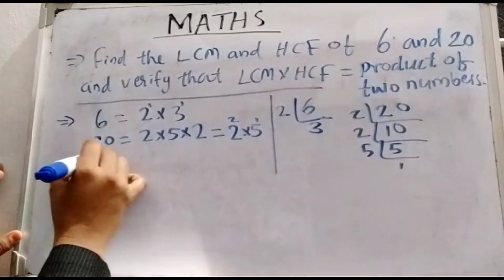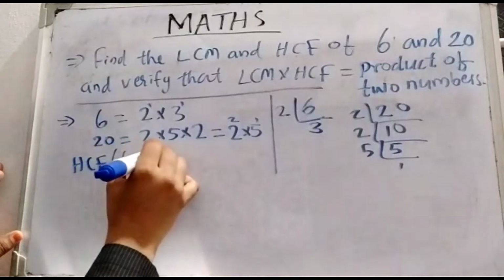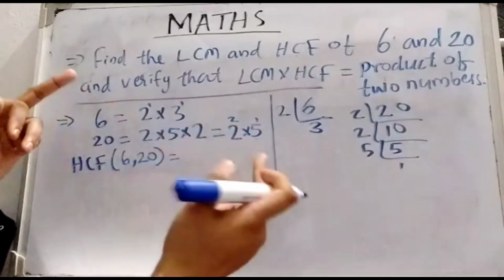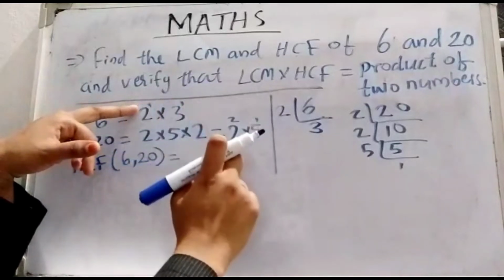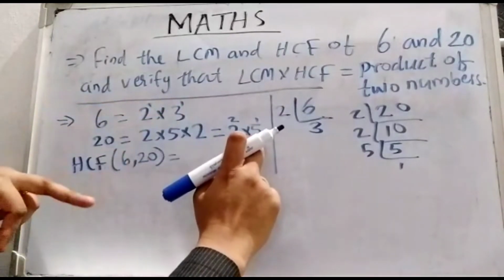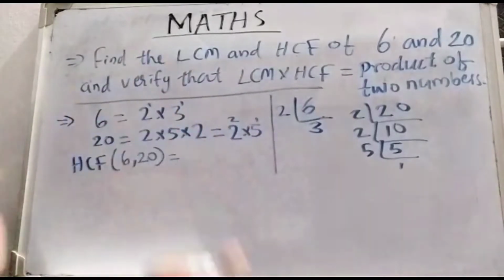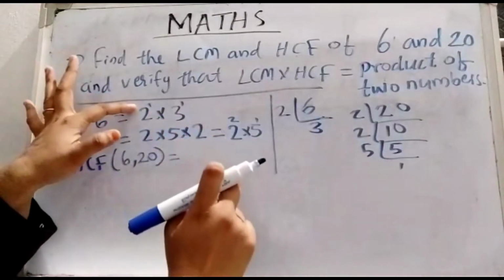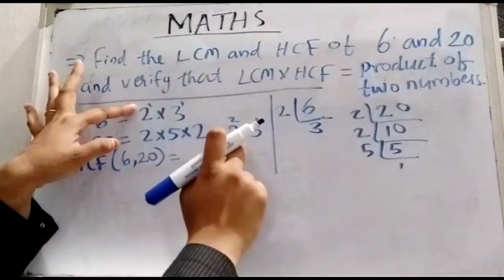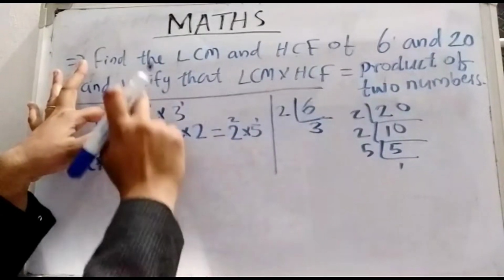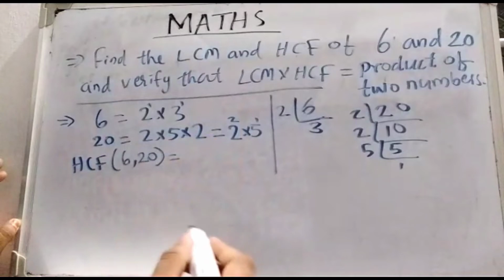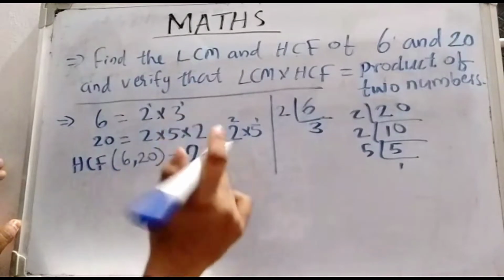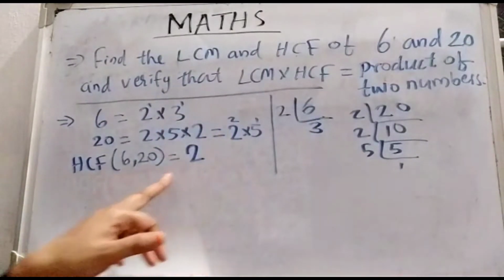Then the HCF of 6 and 20. To find the HCF, select only the common prime factors. Here 2, 3, and here 2, 5. There is no common 3 and no common 5, so the only common prime factor is 2. Here we have 2 raised to 1 and 2 squared. Which one has the smallest power? 2 raised to 1. So 2 is the HCF.